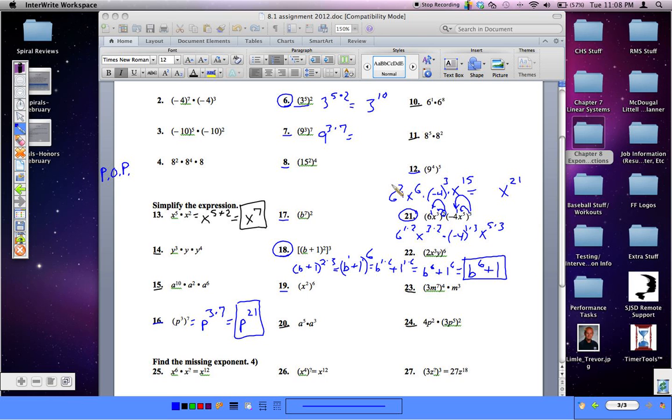Okay? 6 squared would actually be 36. Negative 4 to the 3rd would actually be negative 64. So you could multiply 36 and negative 64 to get this number. For right now, what I'm going to do is I'm going to leave it as 6 squared and negative 4 to the 3rd. And we'll leave that as the final answer.